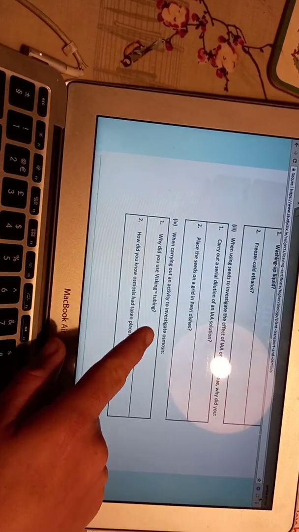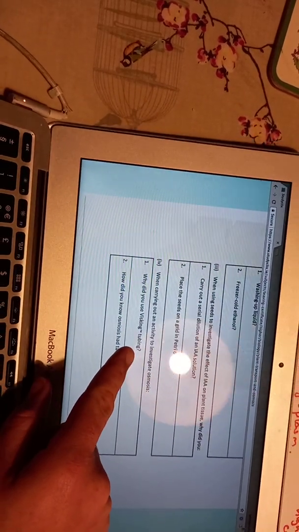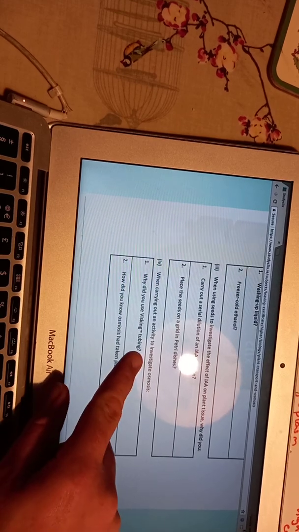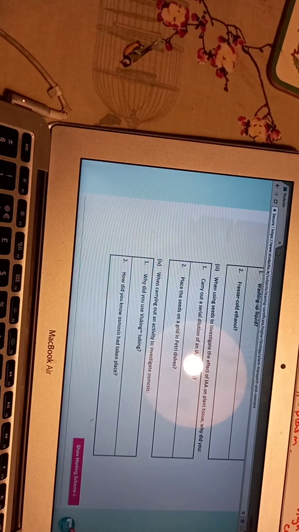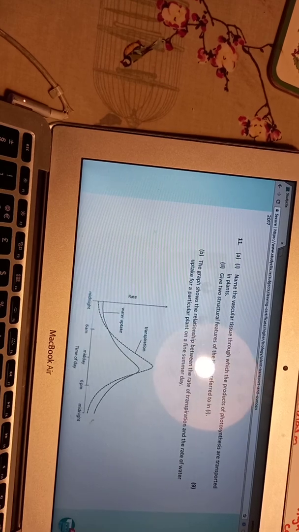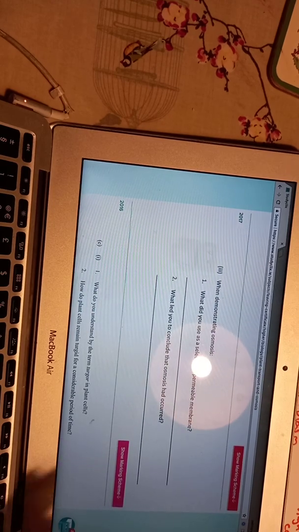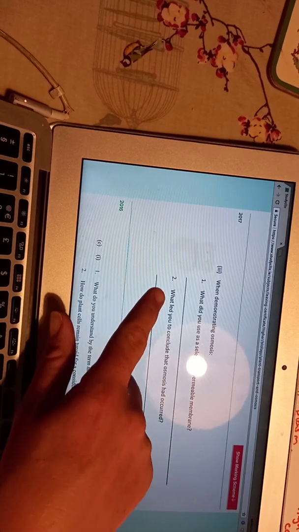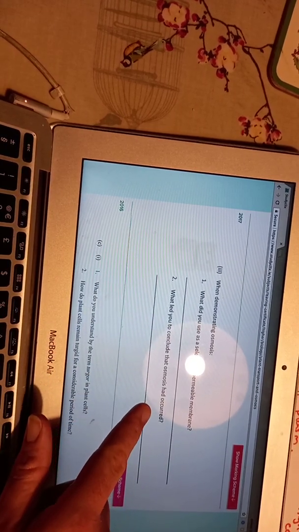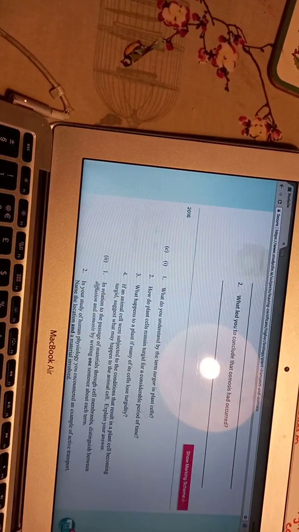When carrying out an activity to investigate osmosis, why did you use visking tubing? Visking tubing, girls, was our semi-permeable membrane, so that allows the movement of water, but it doesn't allow the movement of sugar or salt. How did you know osmosis had taken place? Because the visking tubing with the sugar or salt had increased in mass. Next question. When demonstrating osmosis, what did you use as a selectively permeable membrane? You used the visking tubing. What led you to conclude that osmosis occurred? The one with the salt or sugar had increased in mass.